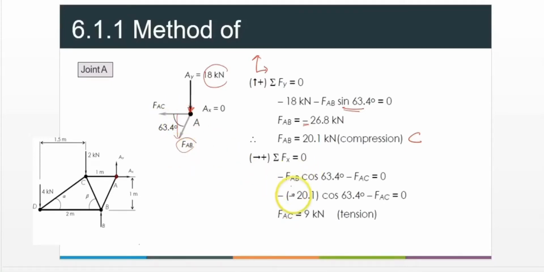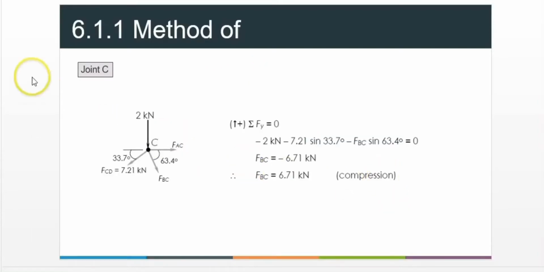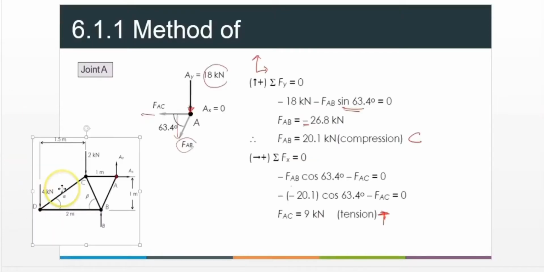Okay, dia terbalik daripada yang mana kita dah setkan awal-awal. Ke kanan tu adalah positif, so dia ke kiri dia jadi negatif. Bila kita calculate, kita akan dapat positive values. That means FAC tu samalah direction keluar. That means tension.